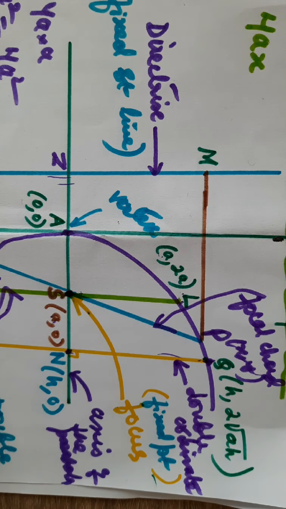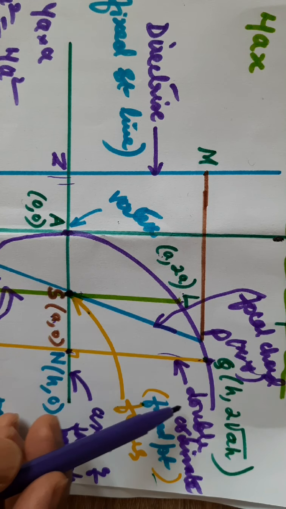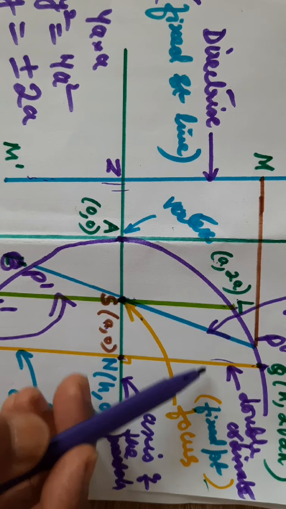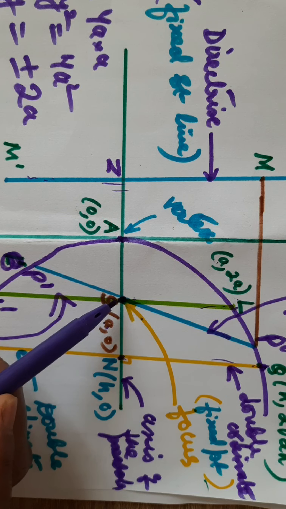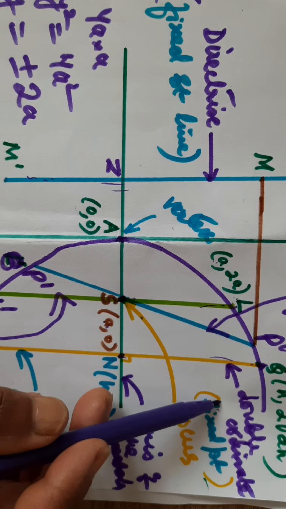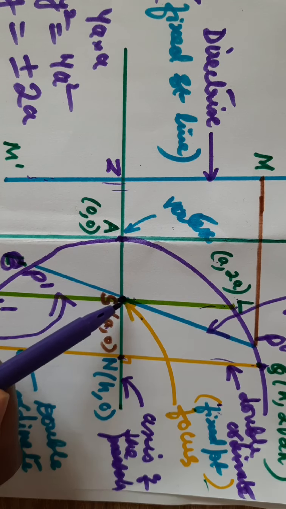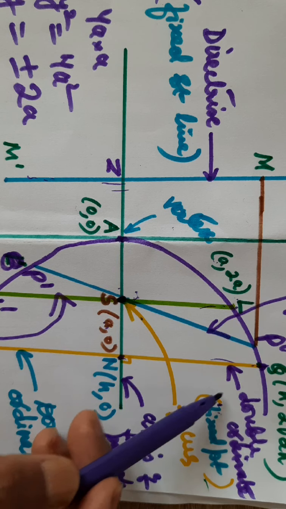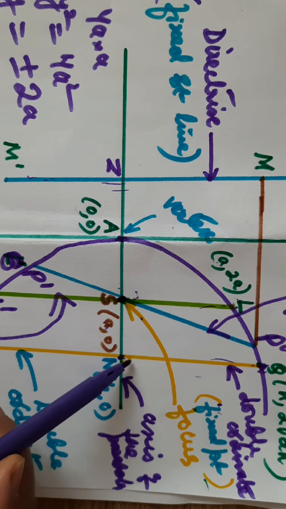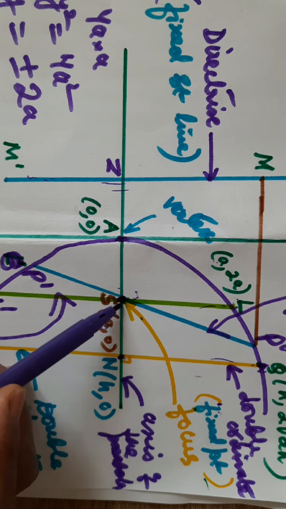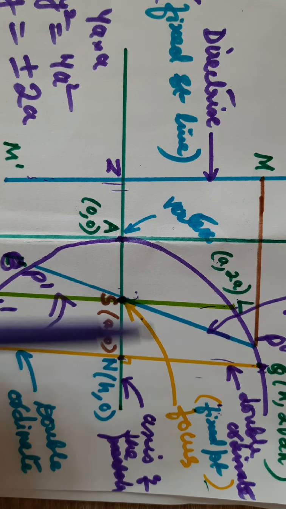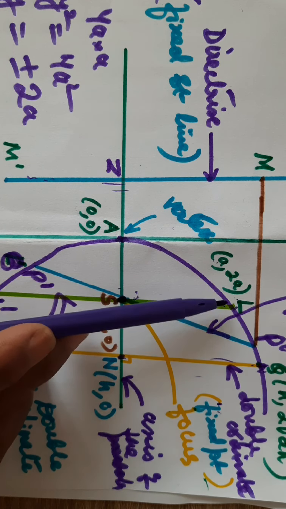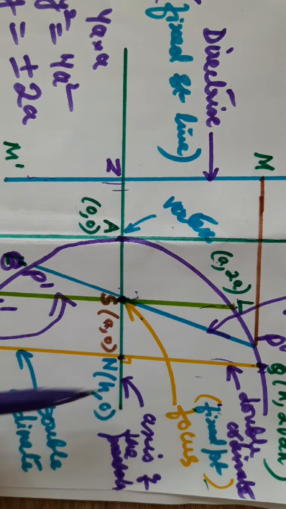So a double ordinate is a chord which is perpendicular to the axis of the parabola. These are the terms that are related to the parabola. Now note that a latus rectum is also a double ordinate, but the one thing that is different is that it must pass through the focus and be perpendicular to the x-axis. A double ordinate is a chord which is perpendicular to the x-axis, but it need not pass through the focus. So you can note down that every double ordinate may not be a latus rectum, but every latus rectum is a double ordinate.